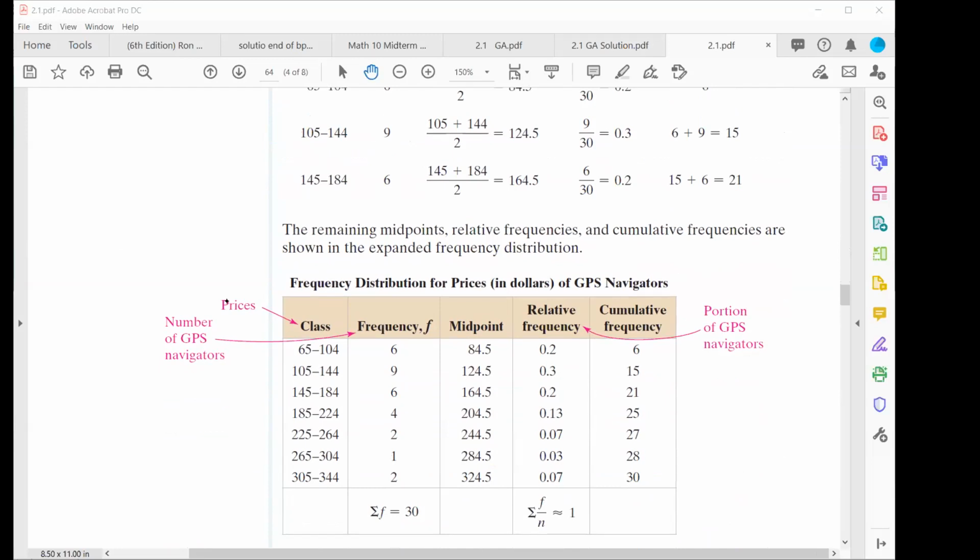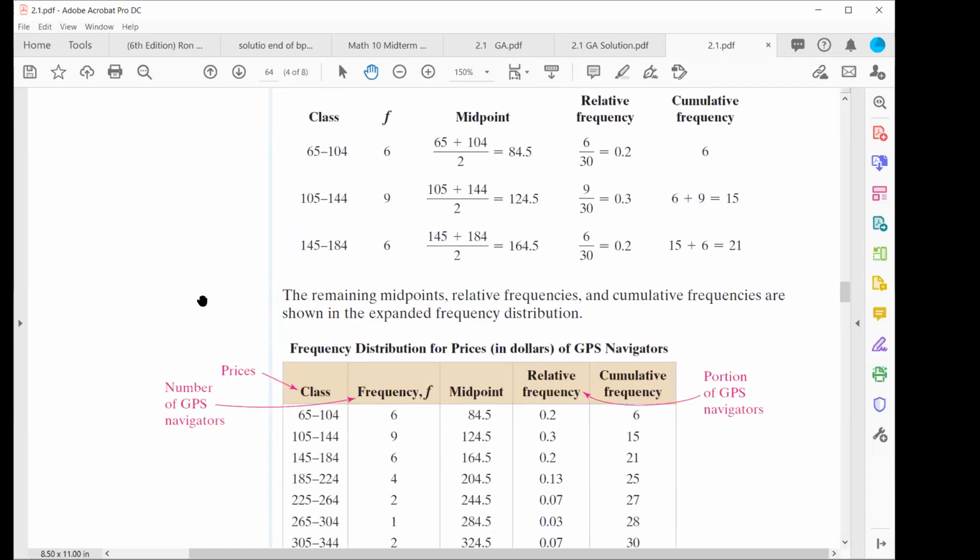In the third column, we find the midpoint. To find the midpoint of this class, you add 65 and 104. You divide it by 2. Take a look at this. 65 plus 104 divided by 2 is 84.5. Guys, we do not round the midpoint. You leave it as it is.